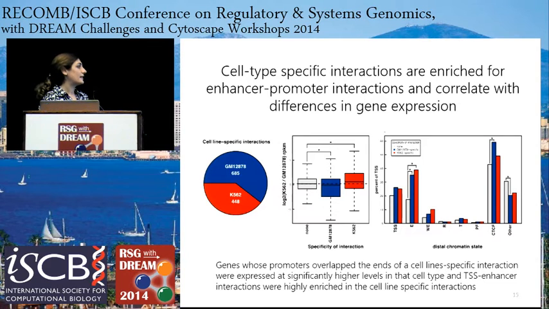Another thing that we look at is the type of interaction. We wanted to see which type of interaction is more specific. Again, we look at promoters that are connected to different states of the chromatin, and we saw that the connection between promoter and enhancer are the cell-specific, long-distance interactions.